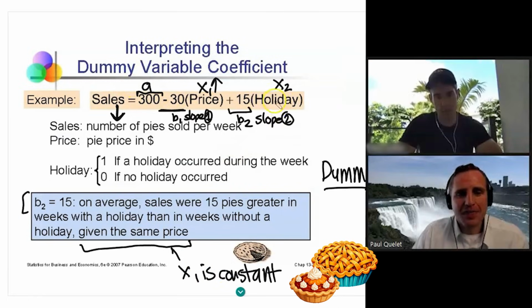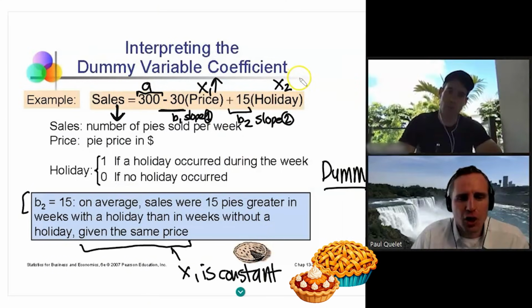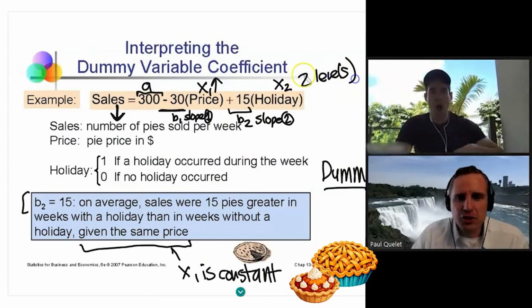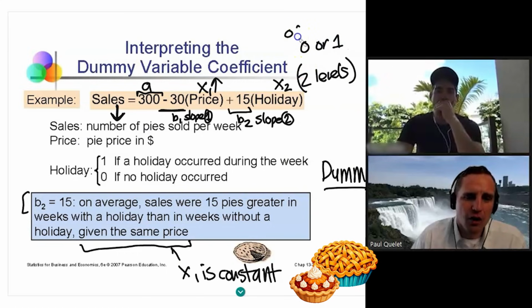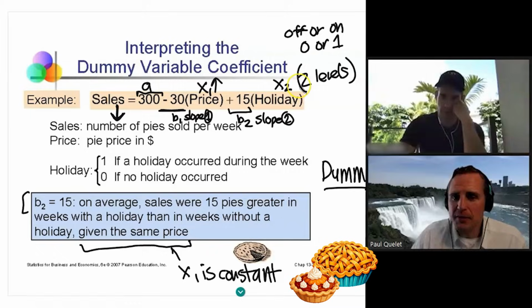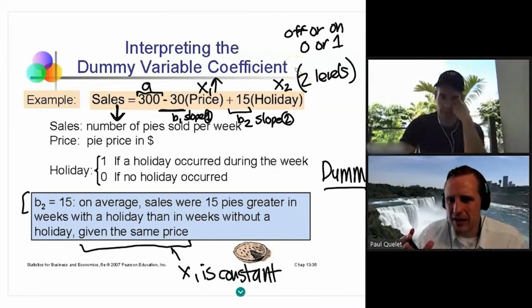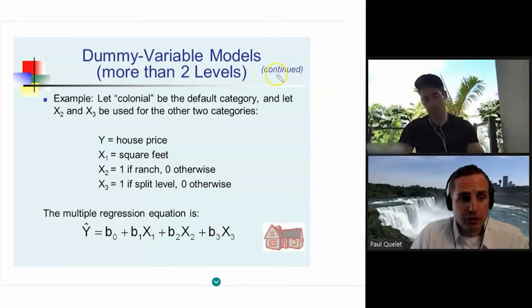Does that make sense? The easiest dummy variable you could think of would be 2 levels. This is 2 levels because it's either 0 or 1, which is off or on. Dummy variables can be a little more sophisticated. So let's imagine there's more than 2 levels.